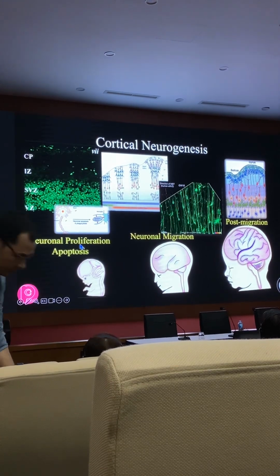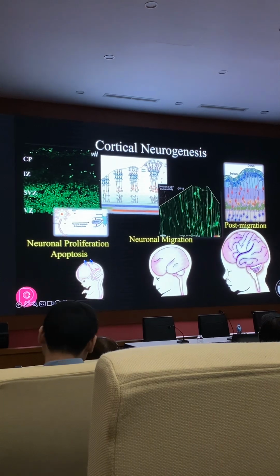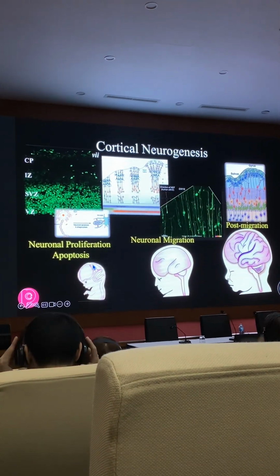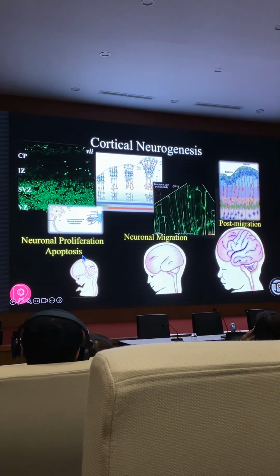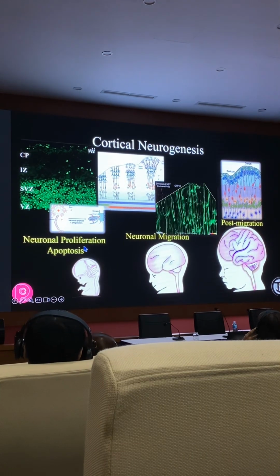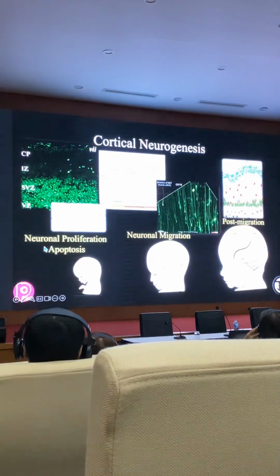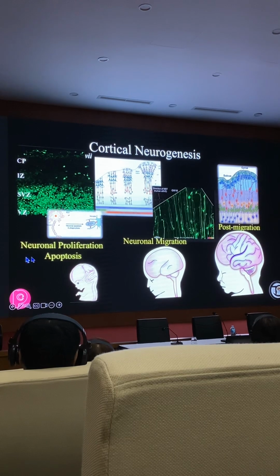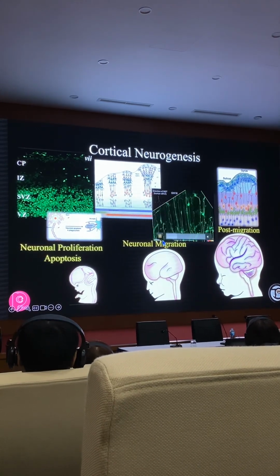But usually, in your mind, apoptosis is a negative term. However, in this cortical neurogenesis, the apoptosis is for adjusting the neural cell number. So the apoptosis is a required process. So the first step is the proliferation and apoptosis, and the next step is migration.